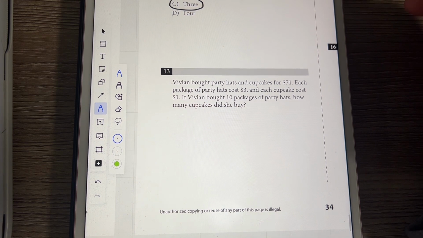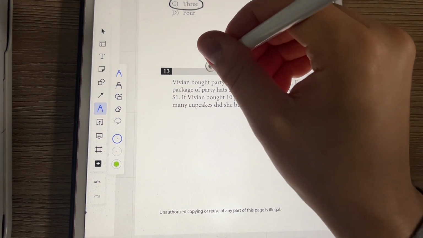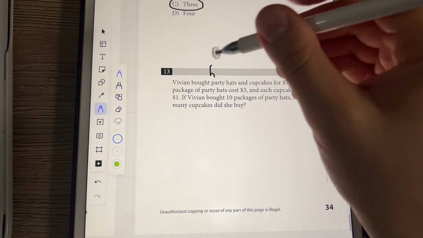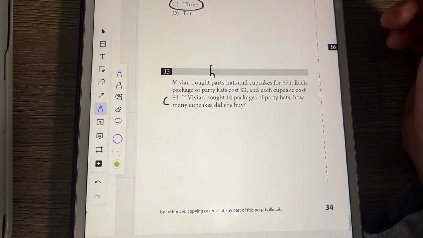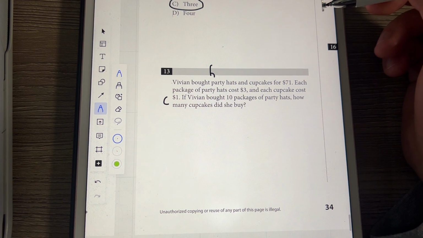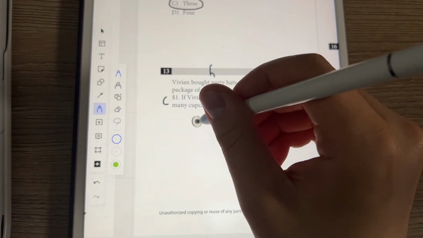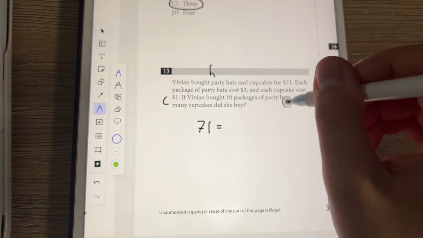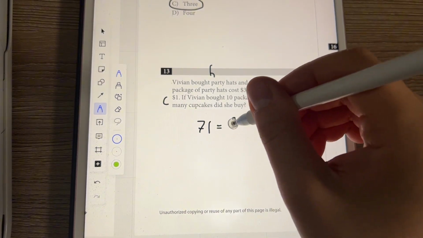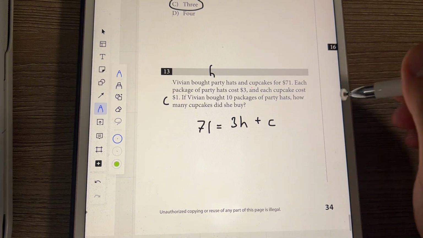Vivian bought party hats and cupcakes for $71. Each package of party hats, I'm going to call the party hats H, cost $3, and each cupcake, I'm going to call that C, cost $1. If Vivian bought 10 packages of party hats, how many cupcakes did she buy? Now, what we need to do here is solve for the number of cupcakes. We have to create our own equation. I know that it's going to equal 71 in total, and I know that each hat is $3 and each cupcake is $1. So I could say 1C or just C.